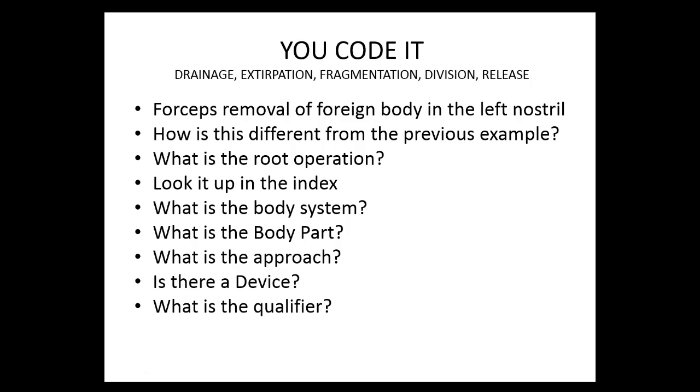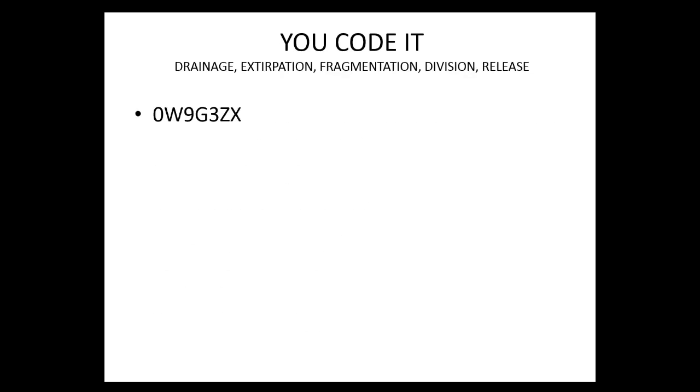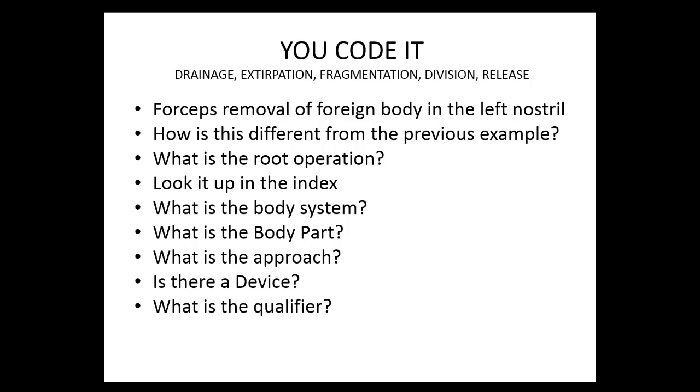Now we have a foreign body in the left nostril, and we're using forceps to remove it. How is this different from the previous example? Gosh, did I miss an example? No, I didn't. So ignore that. So what's our root operation here? Well, our root operation is we are removing a foreign body. So when we look at our possible root operations, it's extirpation, taking out a solid matter. What is our approach? Well, because we can get into the nose from the outside, it's external.